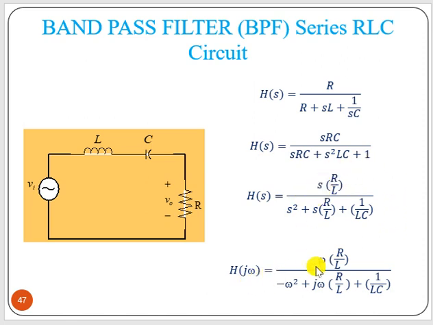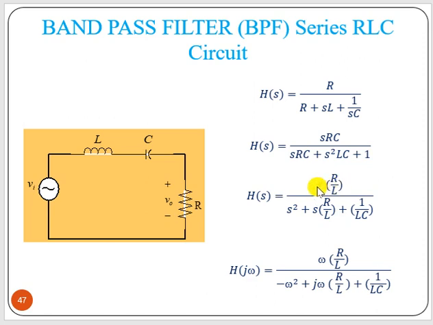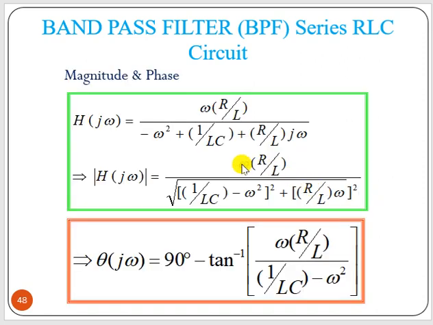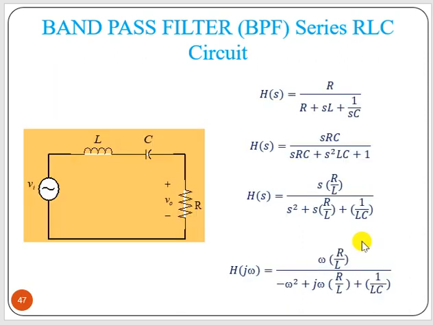Now if we put s equal to j omega, we will get this particular expression. From that we can find the magnitude value and phase value. Here also, as we have a 0, or the s term in the numerator, we have a j omega term here, so we have plus 90 degrees minus this value. That is why it starts from plus 90 and goes down.